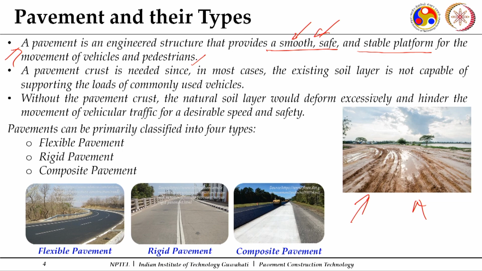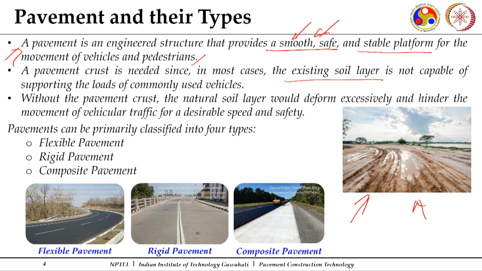This is another important thing. That is why we call a pavement an engineered structure that provides a smooth, safe and stable platform for the movement of different types of vehicles, two-wheelers, four-wheelers, heavy vehicles, and also the movement of pedestrians. As I mentioned, a pavement crust is needed. If there is very low traffic, with only some animal drawn vehicles, then the existing natural ground soil can work in some cases with a little bit of stabilization. Then it can serve the purpose.